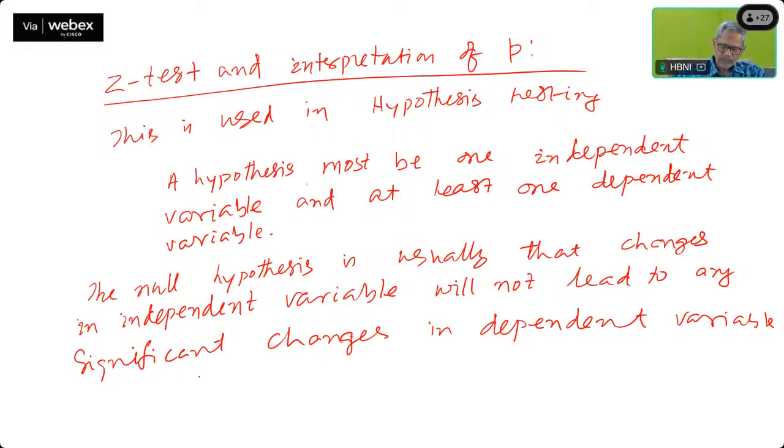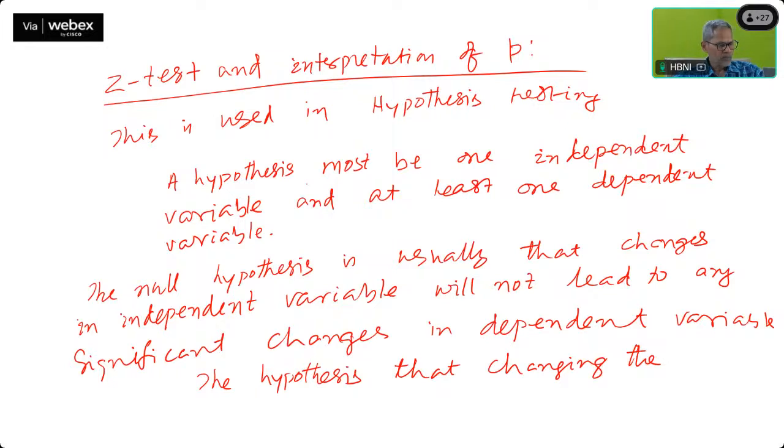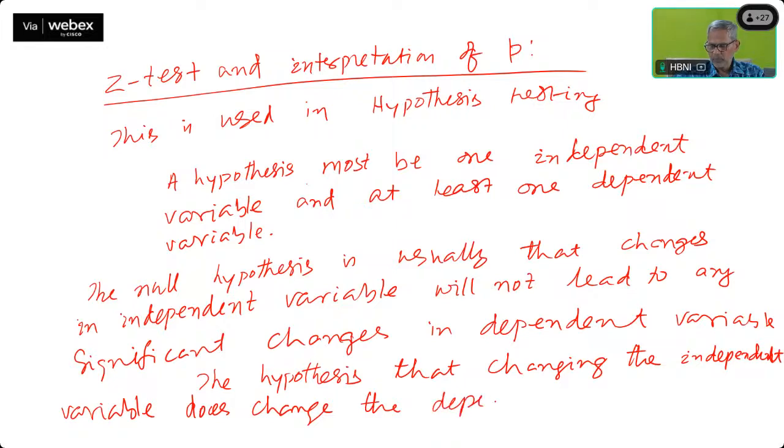The hypothesis that changing the independent variable does change the dependent variable is called the alternate hypothesis.